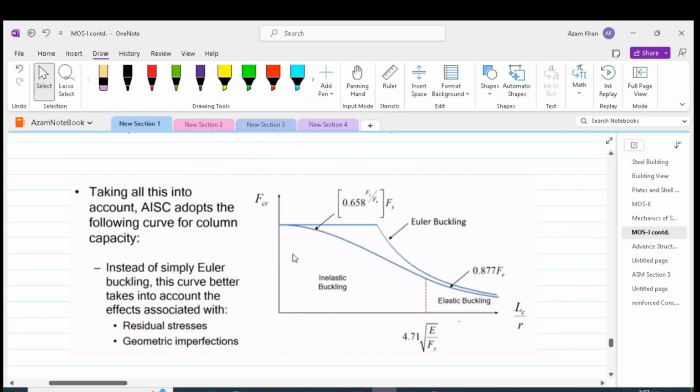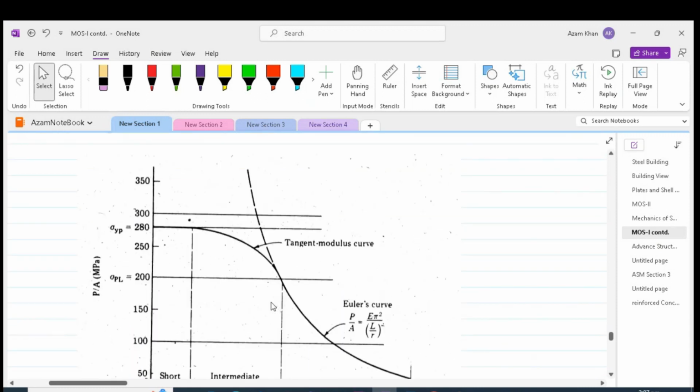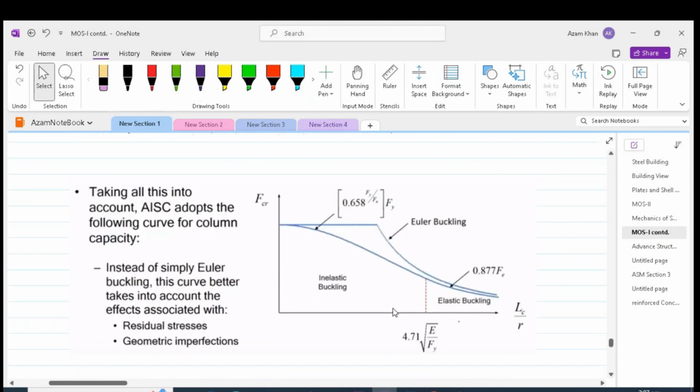Now, this is a figure from the AISC, American Institute of Steel Construction manual. This figure is similar to what we have seen over here. In this figure, we again have a region of elastic buckling and a region of inelastic buckling. We have the Euler buckling region, and then we have the region before Euler buckling.